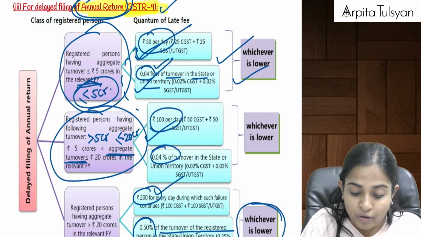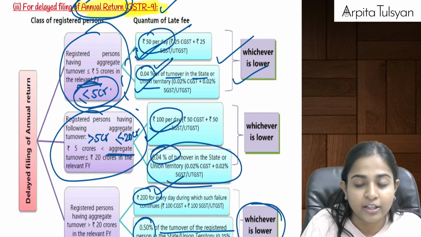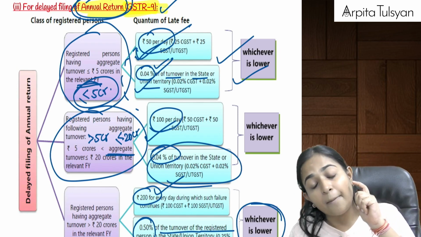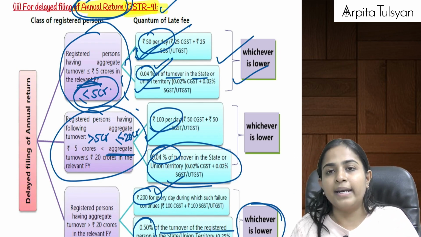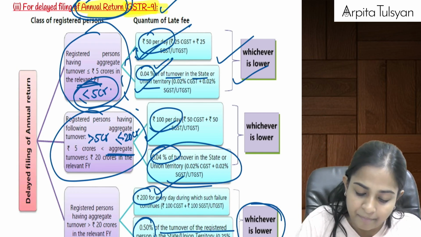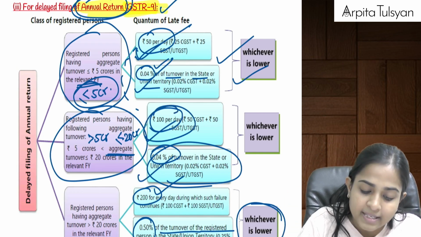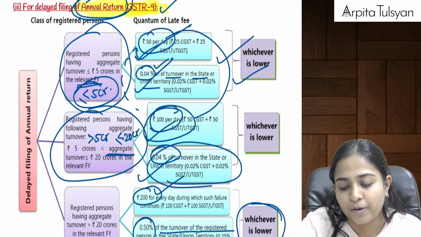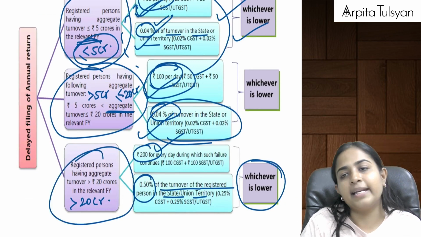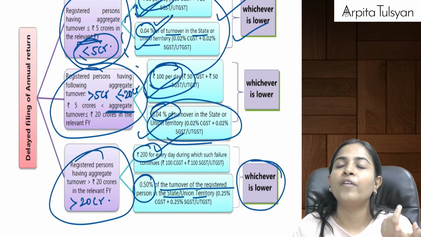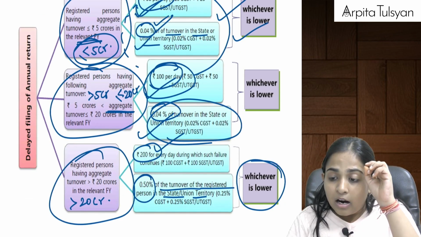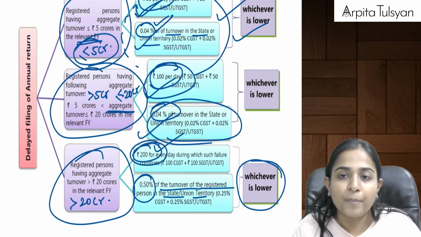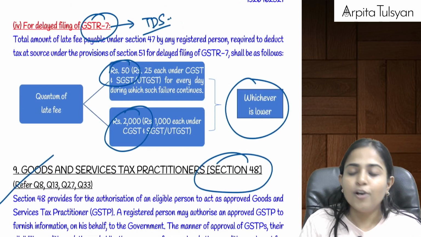Acha, now next slab, if your aggregate turnover, here you have to check aggregate turnover, but while calculating the amount of late fee, you have to take the turnover of that state. If your aggregate turnover is more than 5 crore, but up to 20 crore, then 0.04%, same, of the turnover in that state or 100 rupees per day, multiplied. Above it was 50 rupees per day, now 100 rupees per day, whichever is lower. And last, if your aggregate turnover is more than 20 crore and you fail to file the annual return, then 200 rupees per day or 0.50% of the turnover in the state, whichever is lower.